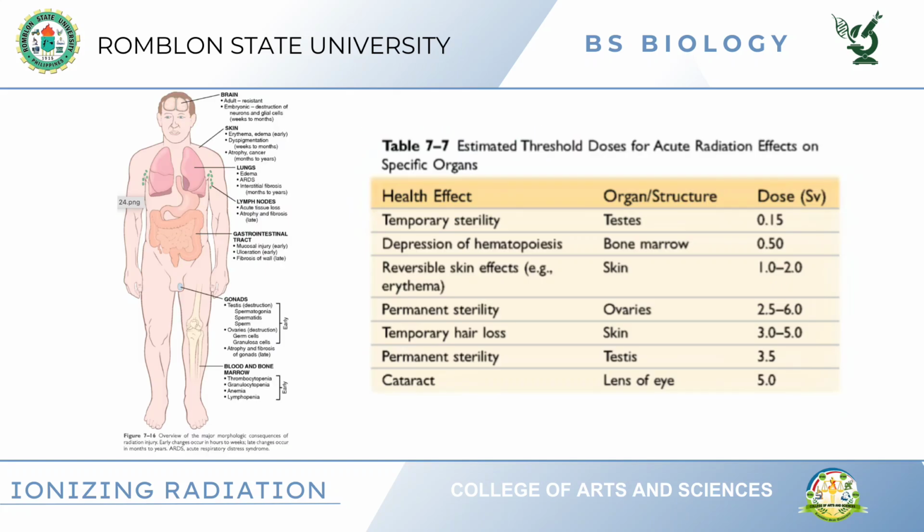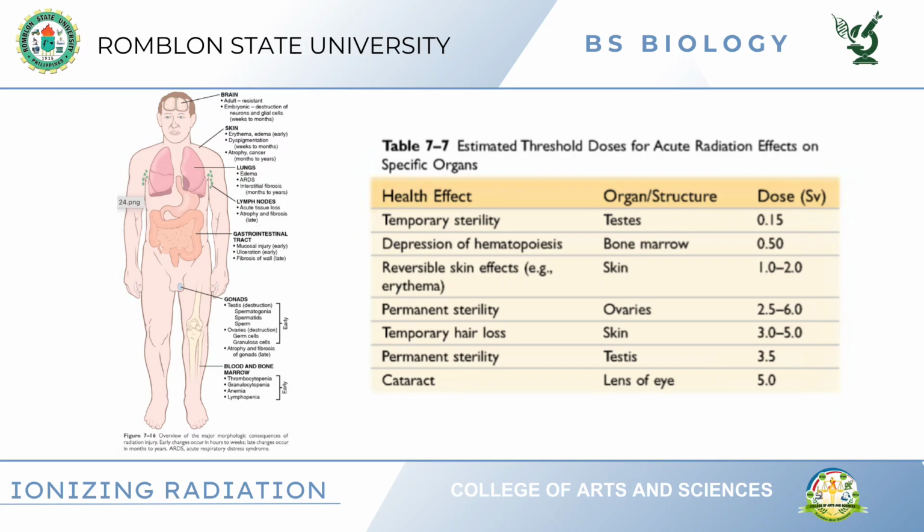At high dose radiation, it can cause acute damage to cells, which can trigger immediate signs ng nuclear destruction, and can also lead sa breakdown and death ng cell through processes like apoptosis. So, here, yung figure 7 to 16, pinapakita dito yung main consequences ng radiation injury. And as already mentioned, na yung most sensitive organs at saka tissues ay yung gonads, the hematopoietic and lymphoid system, and the lining of the GI tract. While table 7 to 7, it shows the estimated threshold doses for acute radiation effect on specific organs.